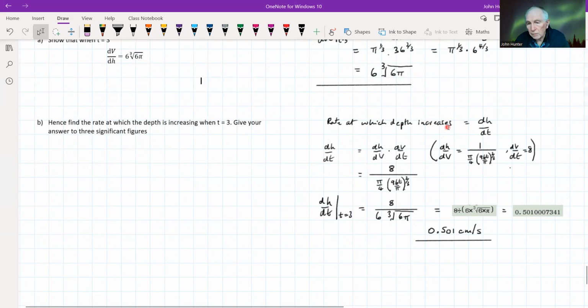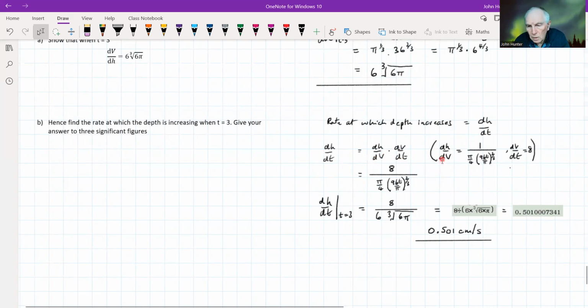Now the rate at which the depth increases is dh/dt, and in the lesson videos, we've exposed this fact that we can expand out this dh/dt using the chain rule, but it's kind of the chain rule backwards. So we're expanding it out into dh/dV times dV/dt. Now this dh/dV is 1 over dV/dh, but that's okay. We can cope with that. Again, it's the chain rule effectively.